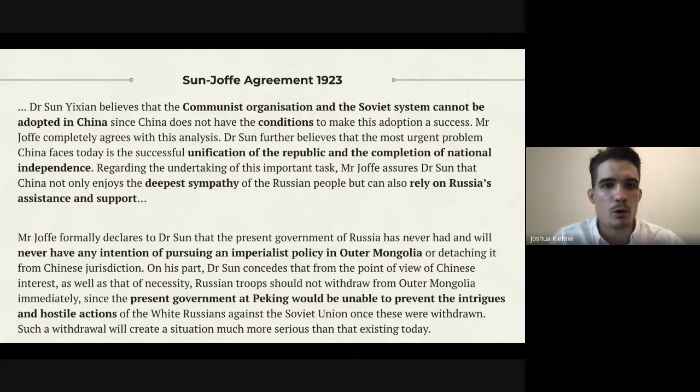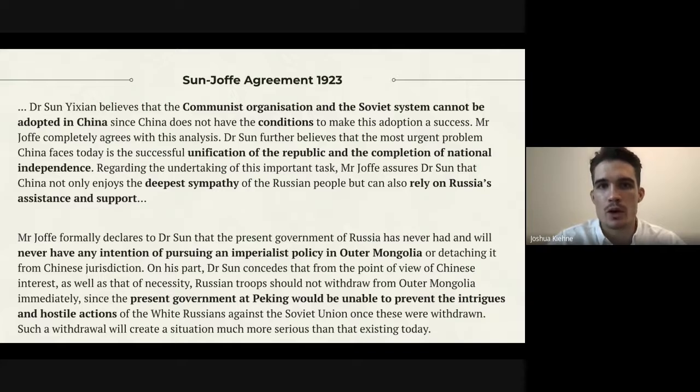And we can see here what is signed in their agreement. He says that the communist organization, the Soviet system, cannot be adopted in China. And this is going to become critical later on. The reasoning behind this is the fact that the Bolshevik system, the Soviet system, relied on an industrial working class who were aware and politically motivated. At this period of time, China does not have any working class. 80% of the population is peasantry.